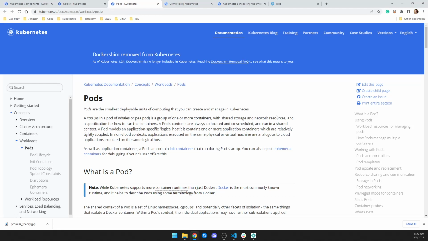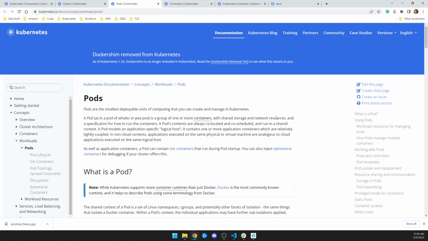But a pod is a group of one or more containers with shared storage and network resources and a specification for how to run the containers. So I can have a pod, and in there I could have an Nginx container, or I could have an Nginx container and a database container. And the pod's contents are always co-located and co-scheduled and run in a shared context. So a pod models an application-specific logical host. It contains one or more application containers which are relatively tightly coupled.